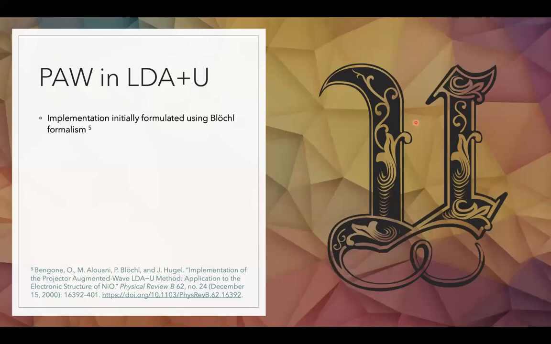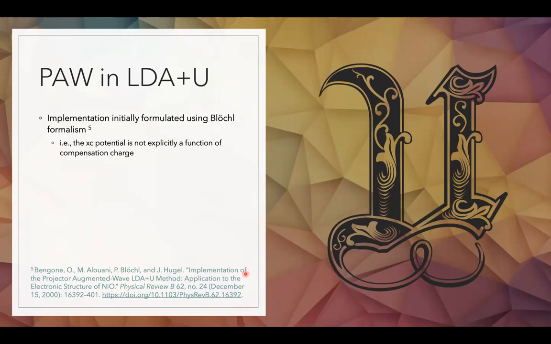So briefly, I want to address how PAW is implemented in LDA+U, and to transition into that, I'll talk about the formalism. The implementation of DFT+U is initially formulated using the Blöchl formalism in the following paper written in 2000. That is to say that it does not explicitly include the compensation charge inside the exchange correlation potential.